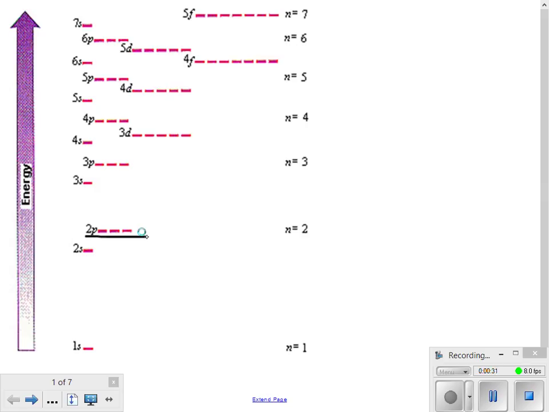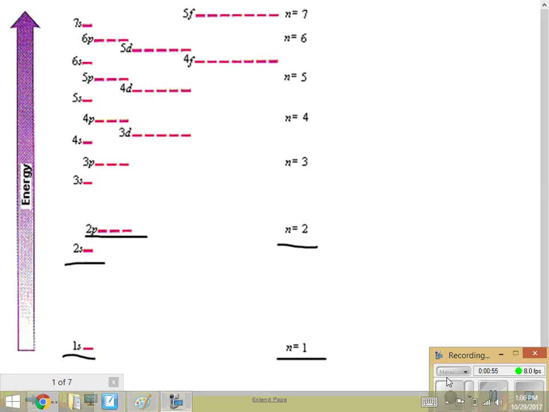And remember, each orbital can hold 2 electrons. Okay? The n, remember, refers to the quantum number for the energy level. So n equals 1 is the first energy level, and the only sublevel is going to be the s orbital. So that's why we only have one s. N equals 2, of course, we have 2s and 2p. And so on and so forth.